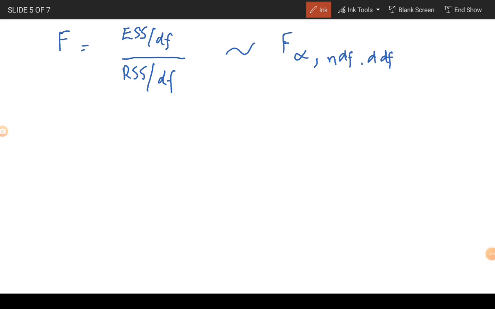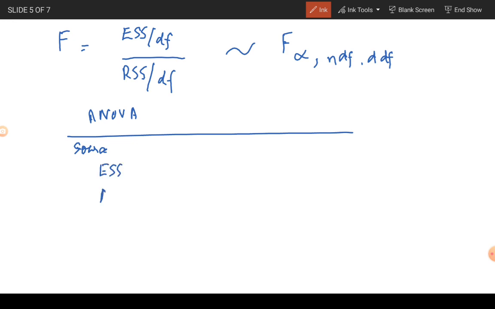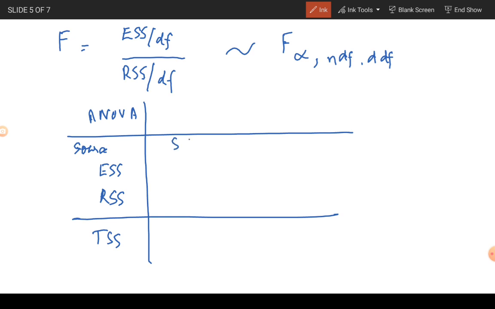In the example that we saw, the ANOVA table would look something like this. So you have the source of variation, which is the explained sum of squares, the residual sum of squares, and the total sum of squares. The explained sum of squares came up to 257,362.4, whereas the residual sum of squares was 106,315.6. Total sum of squares is 363,678. So this was the sum of squares.